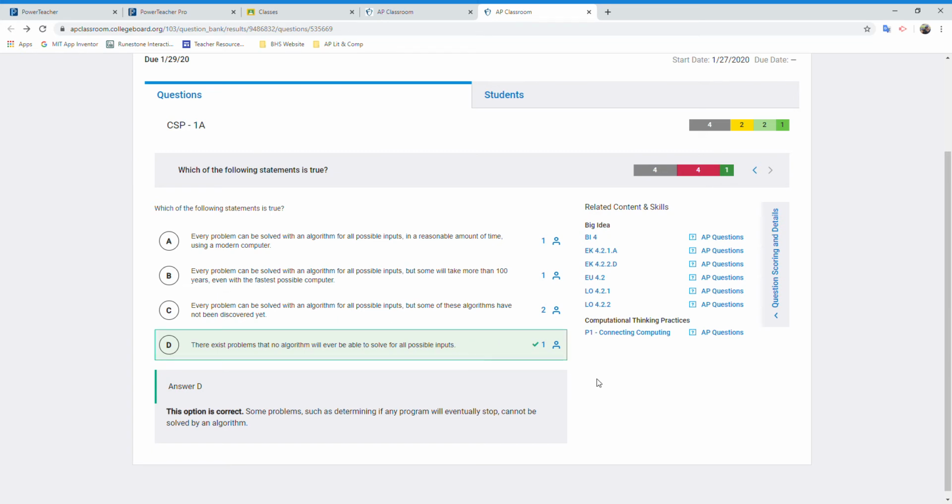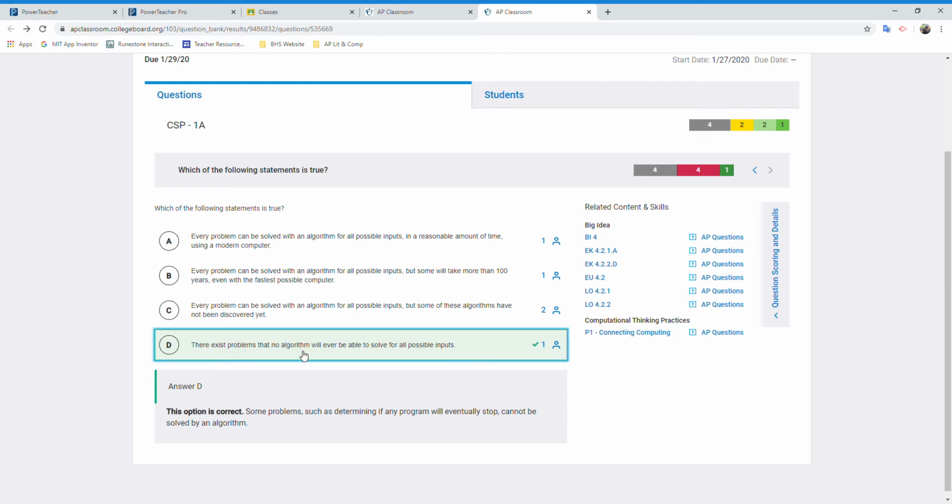The key phrase, and this is a test strategy thing, is that they keep repeating the words "for all possible inputs." If you look at that phrase, that's what's really driving the bus on this.